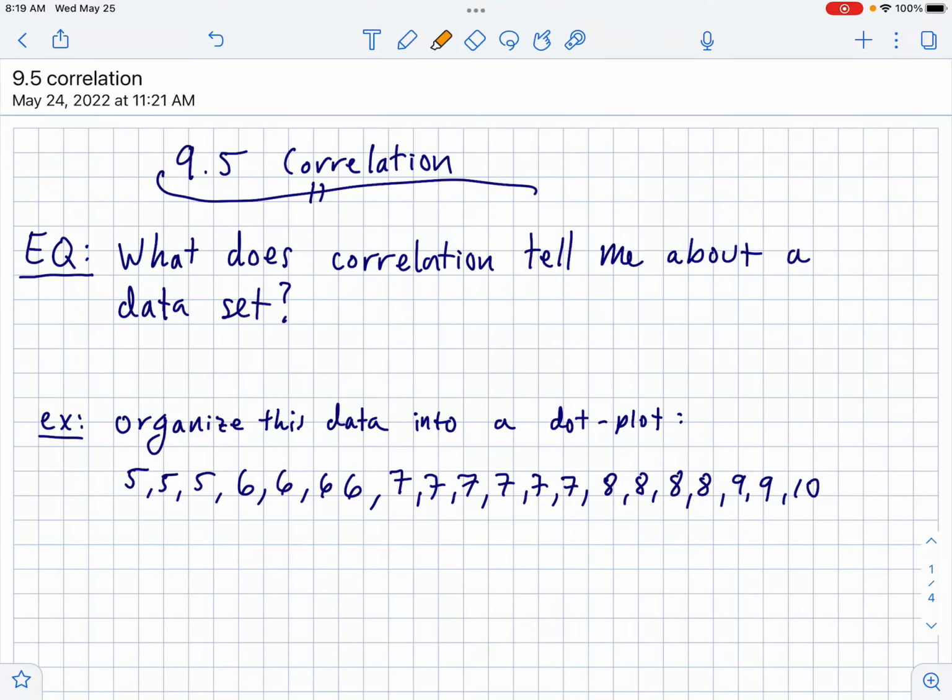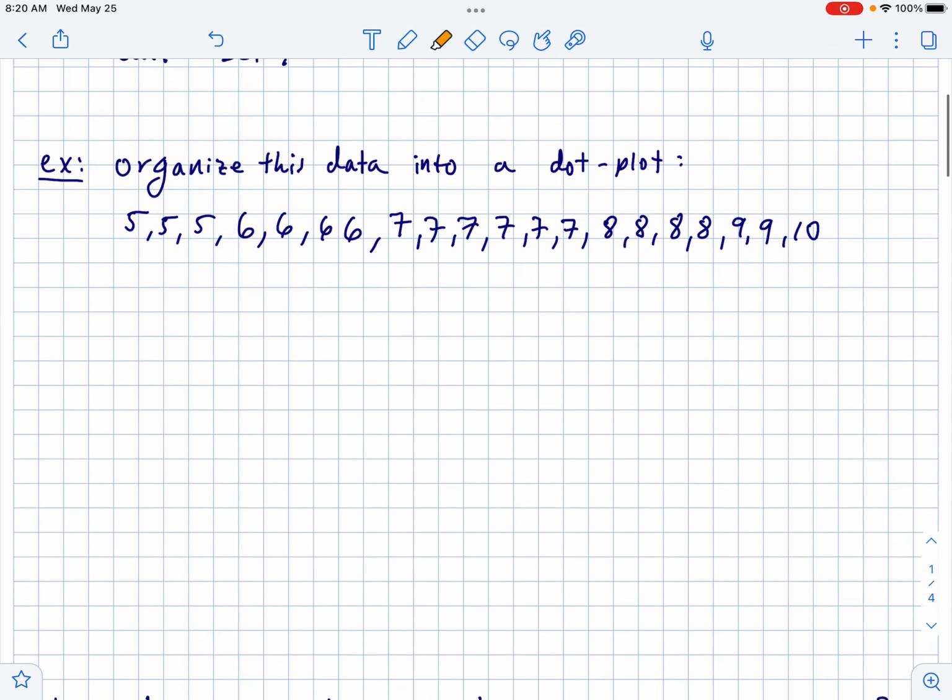All right, AGS1. Today we're going to talk about correlation. Now, you may have heard that word before used in the real world, but today we're going to define it pretty properly and talk about how it relates to sets of numbers. So today's essential question: what does correlation tell me about a data set?